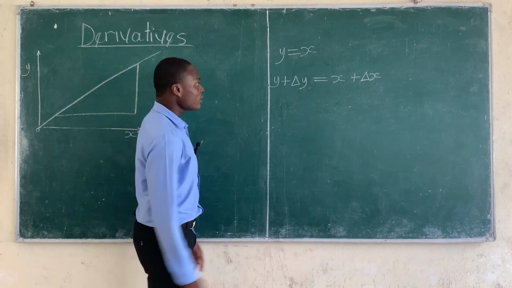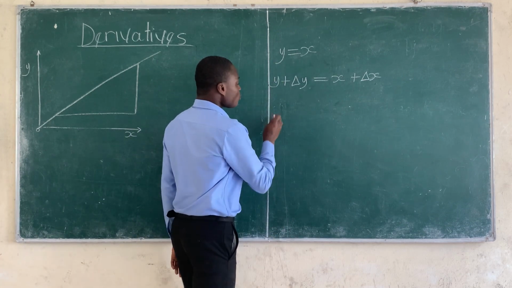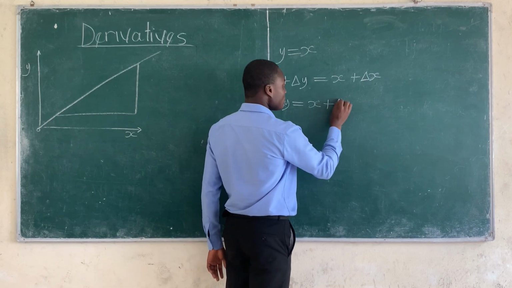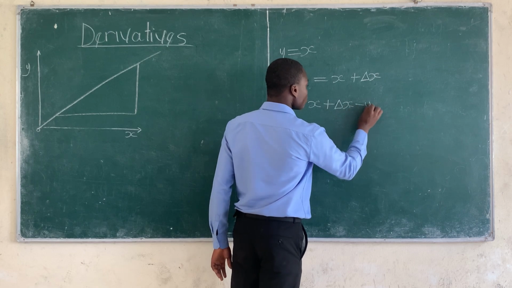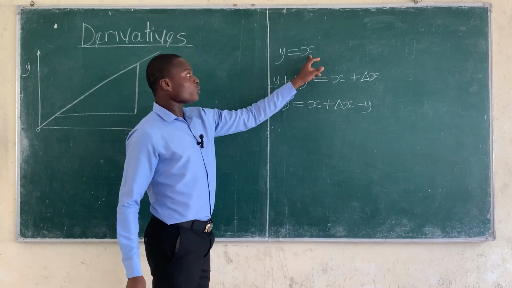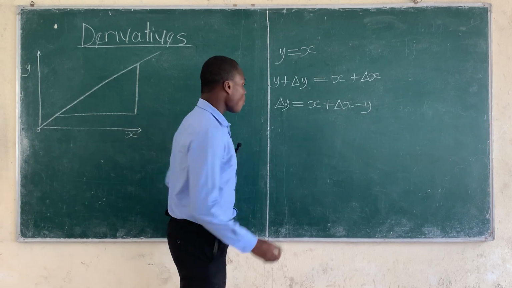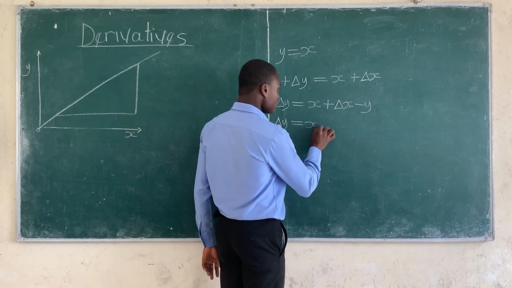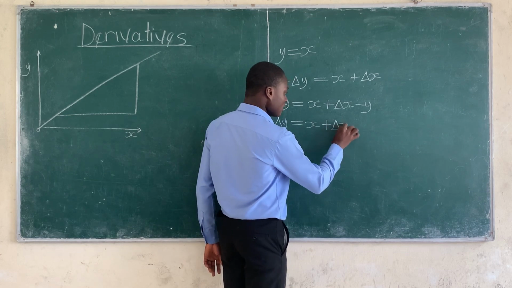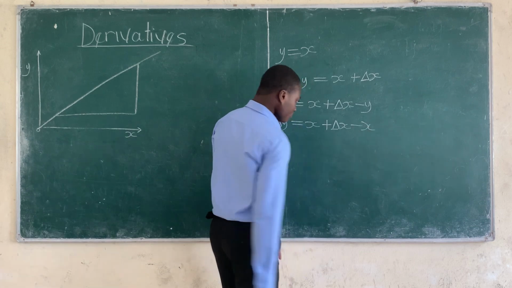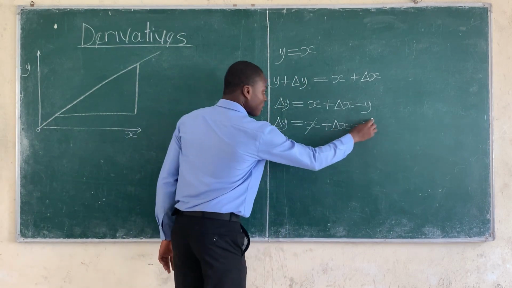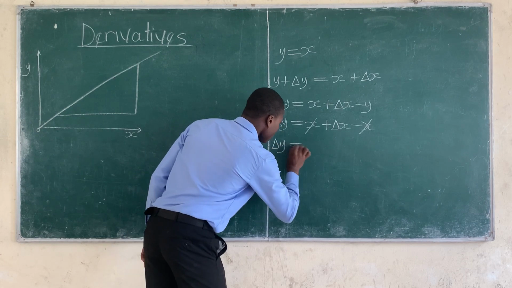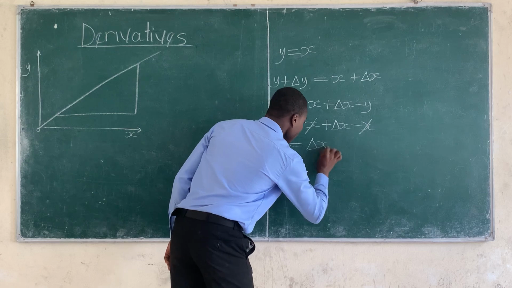So the first thing we are going to do is to take y to this side. So we have the increase in y equal to x plus the increase in x minus y. But don't forget, y is equal to x, so we can put x in place of y. So we have the increase in y equal to x plus the increase in x minus x. So x will cancel x, and we have the increase in y equal to the increase in x.